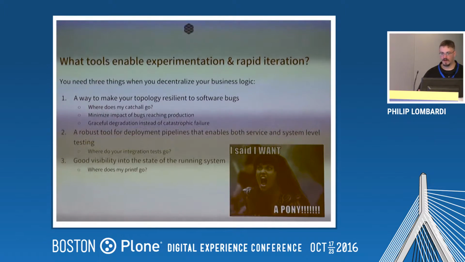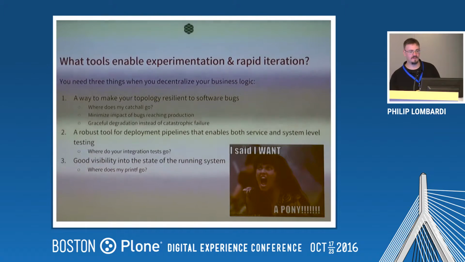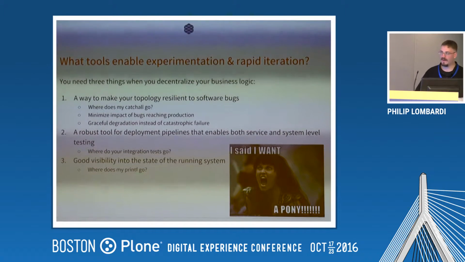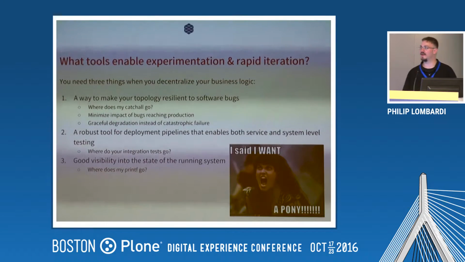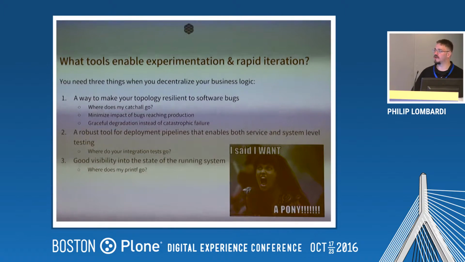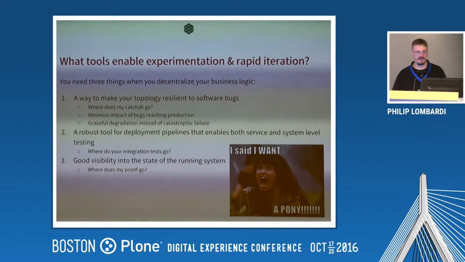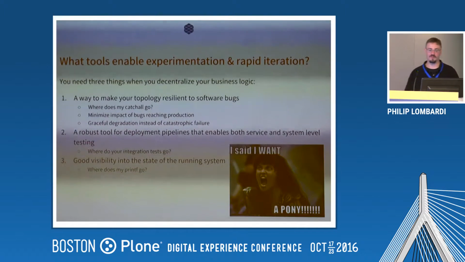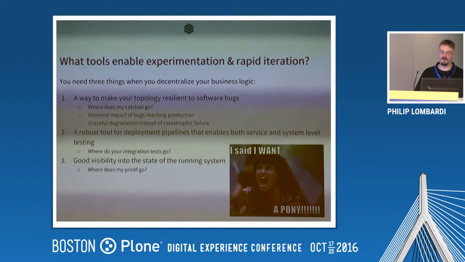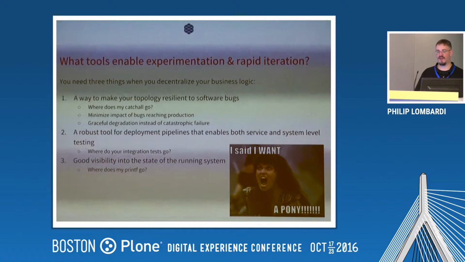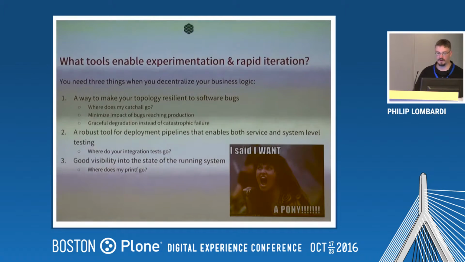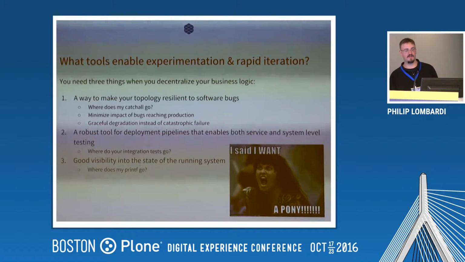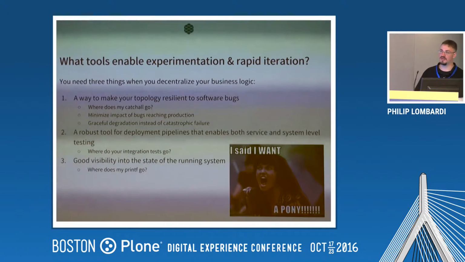So tooling. What tools do you really need to enable this experimentation and rapid iteration? I'm not going to give you any concrete tools that you should go download and use today, but I'm going to tell you what you need. You need a way to make your topology resilient to software bugs. You need a catch-all in your system so that when there is a bug, it doesn't cause a catastrophic cascading failure, and it has to minimize the impact of bugs reaching production.